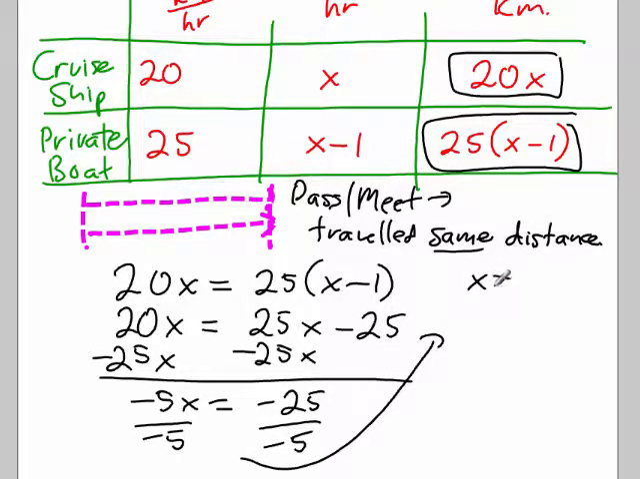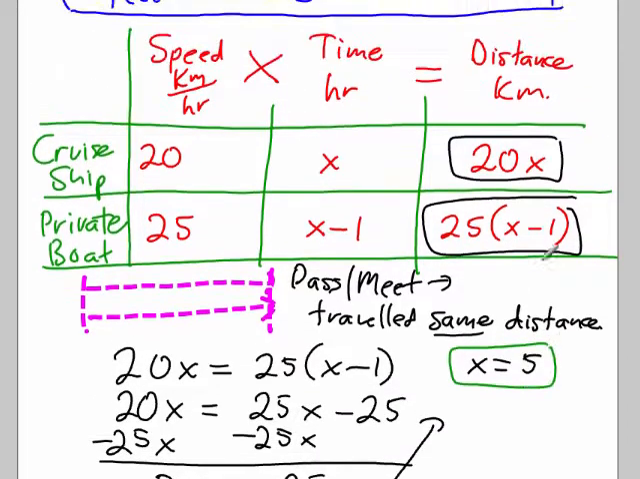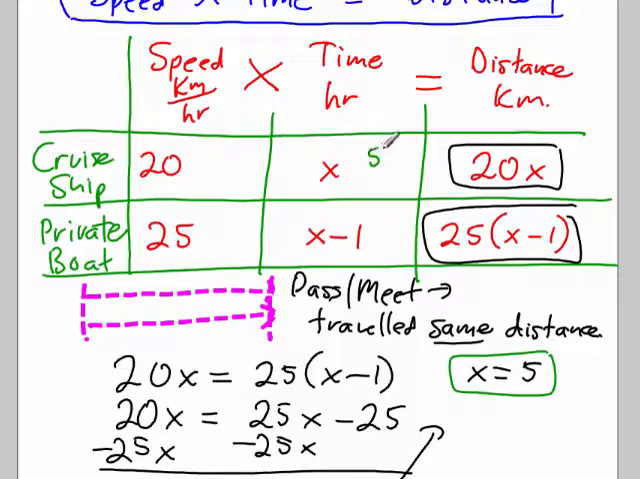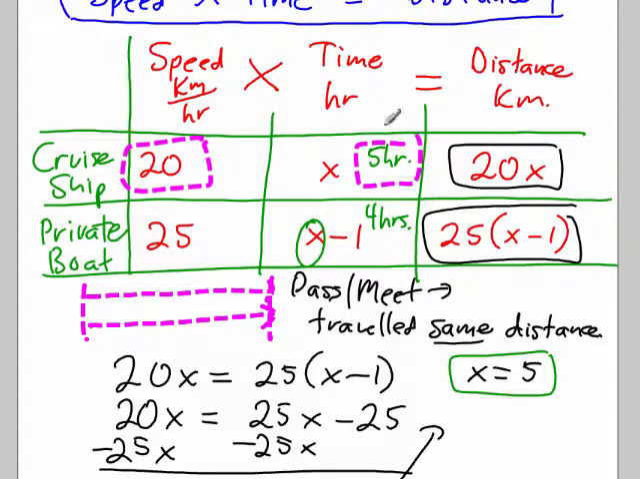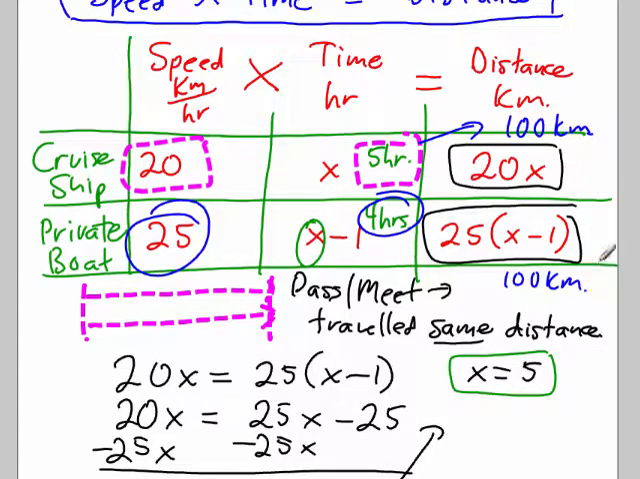And so we're getting x equals 5. And if we now substitute back into the let statement, we're saying that we think the cruise ship has been traveling for 5 hours. The private boat 1 hour less, 5 minus 1, 4 hours. Does that mean they will have caught up to each other? The cruise ship's going 20 kilometers an hour for 5 hours. It means it's gone a total of 100 kilometers. And if the private boat's gone 25 kilometers an hour for 4 hours, we multiply that, that's also 100 kilometers. So the two vessels have caught up with one another.